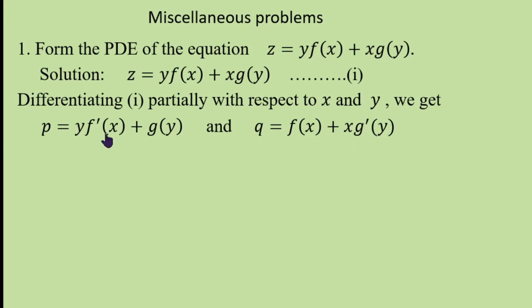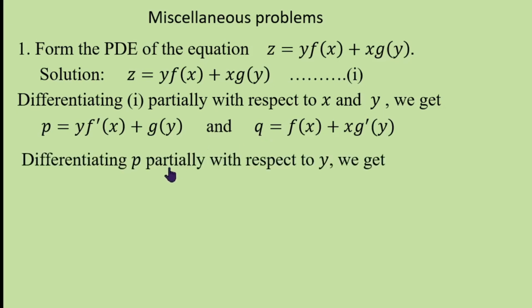Now, instead of finding the remaining second order partial derivatives, first try with s, that means p, q, r, s, t. Now, find s directly. s is nothing but dou square z by dou x dou y. That means either you differentiate p with respect to y or q with respect to x, both are same. Differentiate p partially with respect to y, that is s. s equal to f dash x, which is constant, derivative of y is 1. So, it is f dash x plus g of y derivative with respect to y is g dash of y.